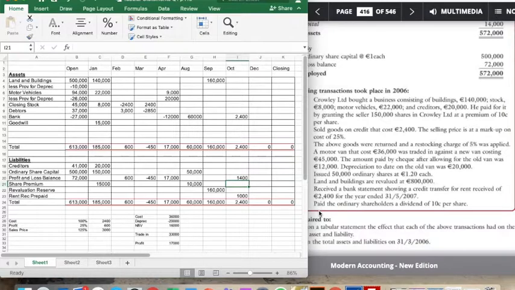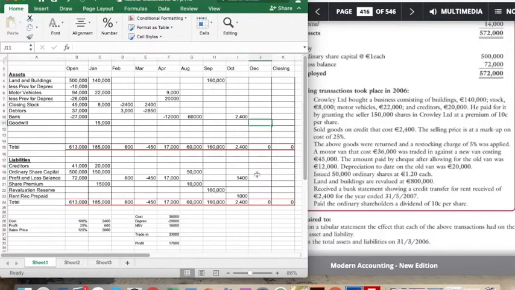Lastly, paid the ordinary shareholders a dividend of 10 cents per share. So how many shares have we issued? We have 150,000 shares initially, plus another 500,000 initially, plus 150, plus another 500. So that means we've got a total of 700,000 shares issued. And that's going to be in my total column at the end.